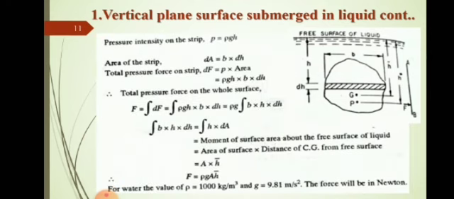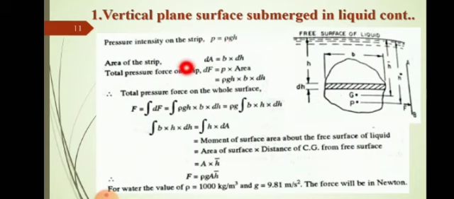Now, the pressure intensity on the strip. Since the strip is located at a distance h, what will be the pressure intensity on the strip? P will be equal to rho gh, because the strip is having a height of liquid small h above it. So, the pressure intensity on the strip will be equal to rho gh. That is what is written here. P is equal to rho gh.